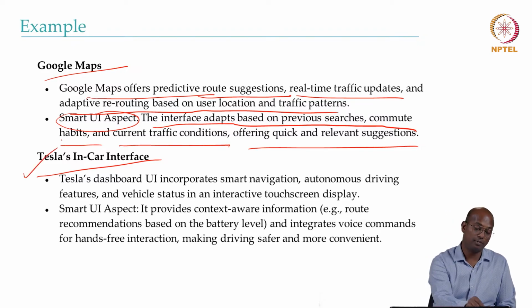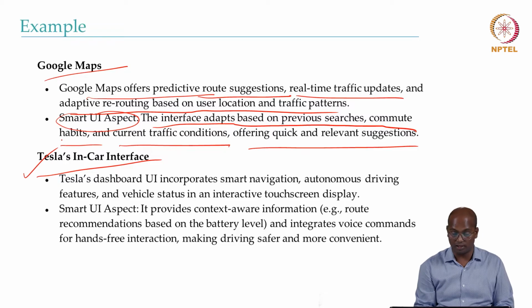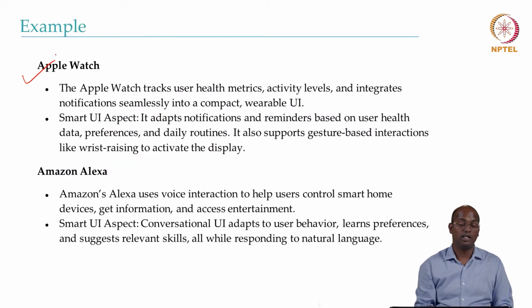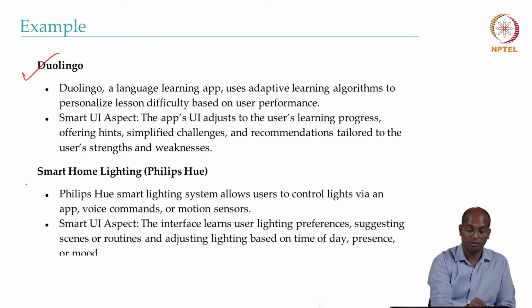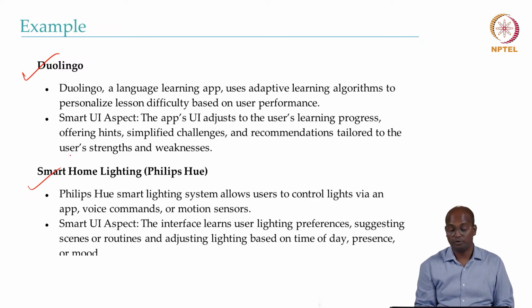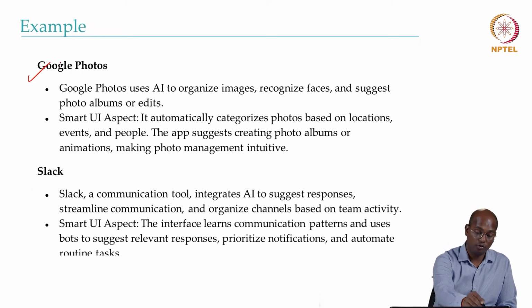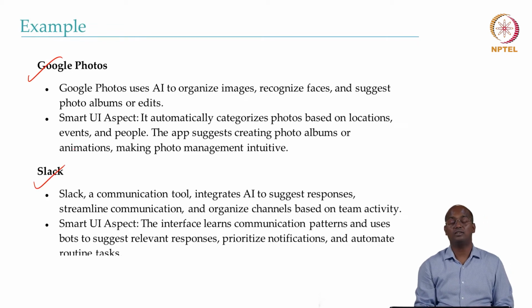So I would like you to explore and go through the examples of Tesla's in-car interface. You can also read about Apple Watch, Amazon's Alexa, Duolingo, smart home lighting, for example Philips Hue, and so on, Google Photos, Slack, and so on. With these smart UI aspects, think about what you can design, how you can incorporate something which, rather than being fixed, adapts to the situation, the environment, and the user, and facilitates them in accomplishing the task.